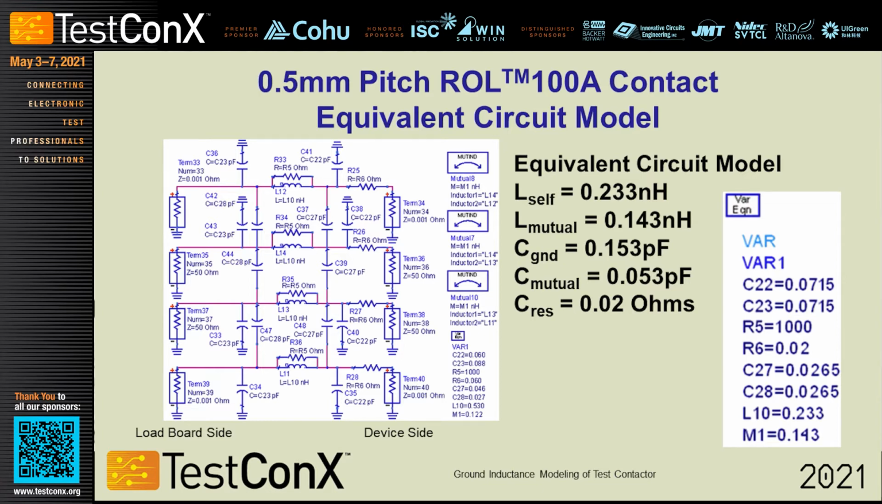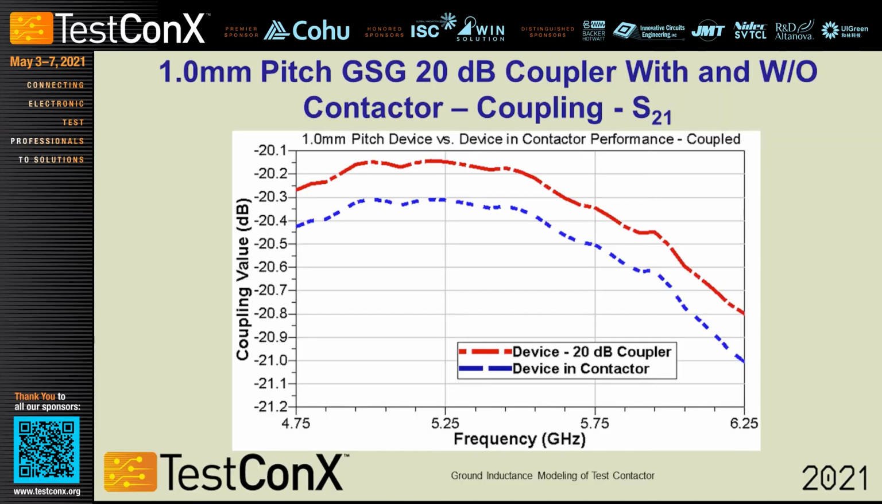Now we'll get into the measured data, or model data, I should say, from a ground signal ground 20 dB coupler with and without contacting. The red line is the device soldered to board, and the blue line is the device in the contactor. Now you can see that there's a delta difference of a little over 1/10 of a dB, and this is the insertion loss of the contactor.